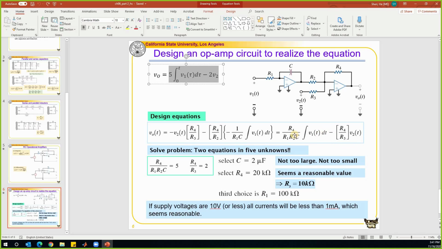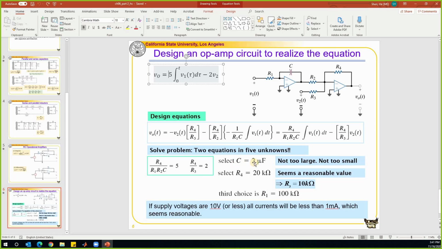After we get the design equation, we just need to compare the coefficients with what we wanted from the beginning. So the coefficient for the integration of V1(t) should be equal to 5, and the coefficient for V2, R4 over R3, should be equal to 2. So these are the equations that we can get by comparing the design equation with what we wanted, right? So we can see that there are only 2 constraints from this problem, but at the same time we have how many unknowns? 1, 2, 3, 4, 5. We have 5 unknowns to select from 2 equations. So it means that we have plenty of room to come up with different designs.